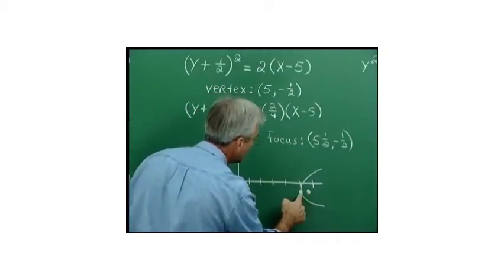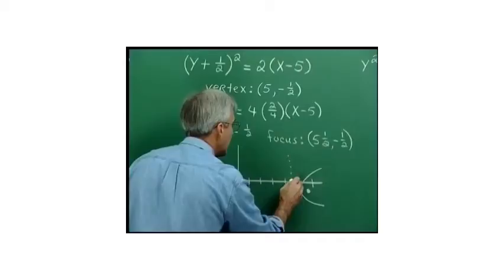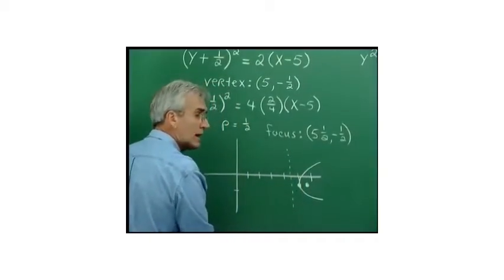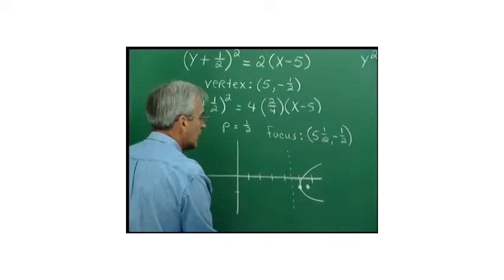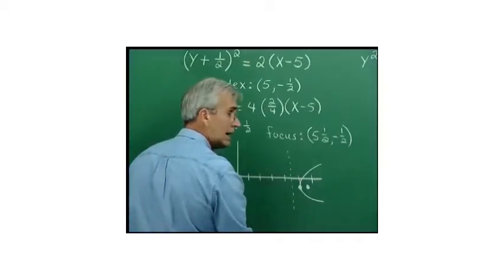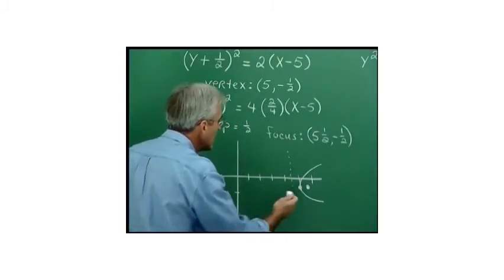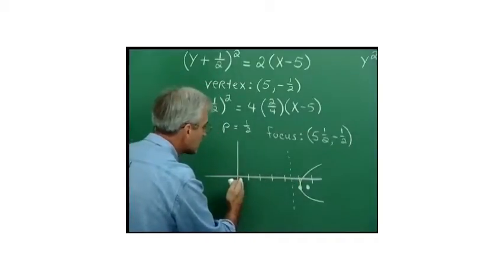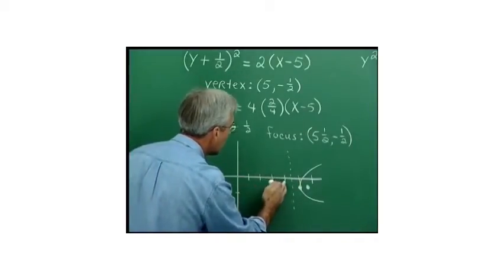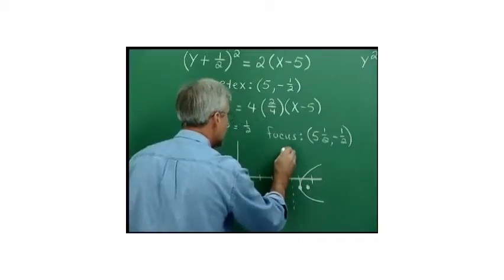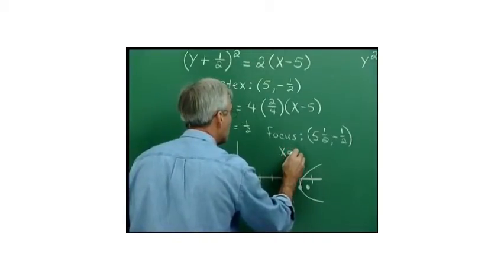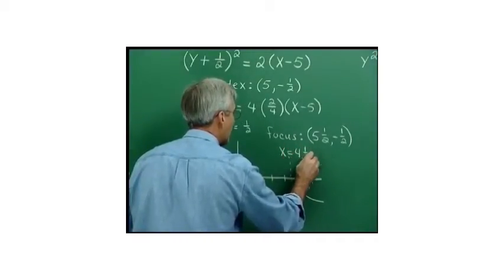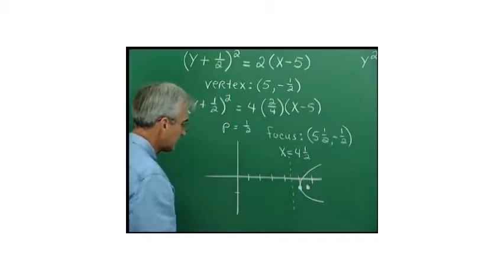And what about the directrix? The directrix is the same distance on the other side, and sometimes you might be called upon to write the equation for the directrix. It's a vertical line, and vertical lines are x lines at a particular distance from the y-axis, and that distance is 1, 2, 3, 4.5. So this line is x equals 4.5 as the equation for the directrix.